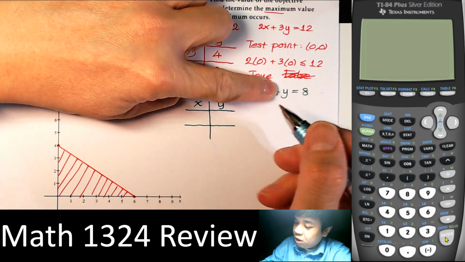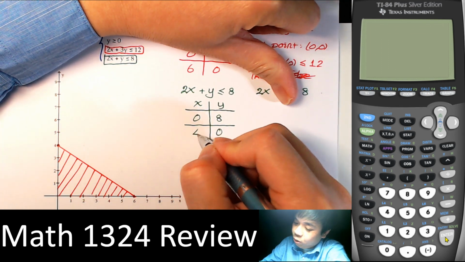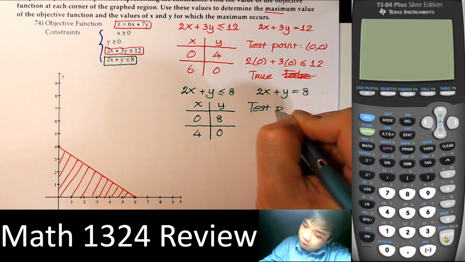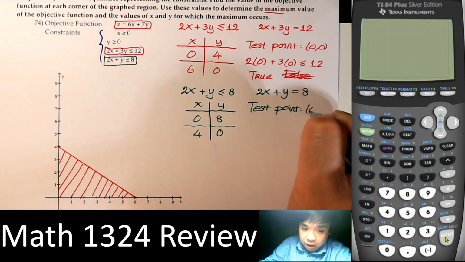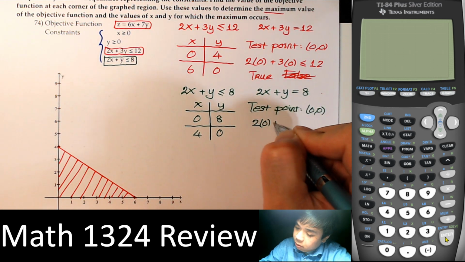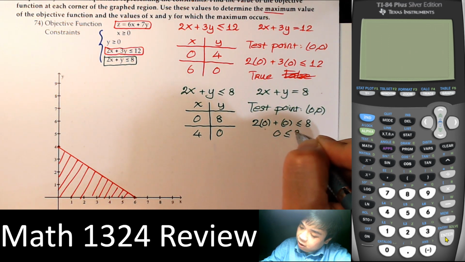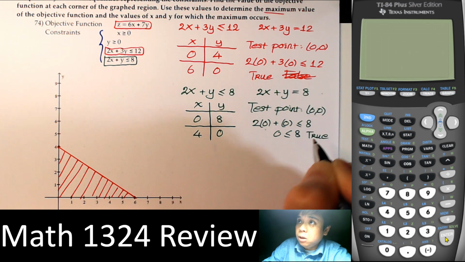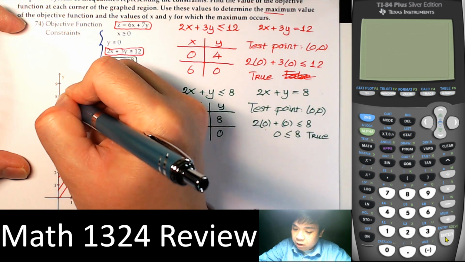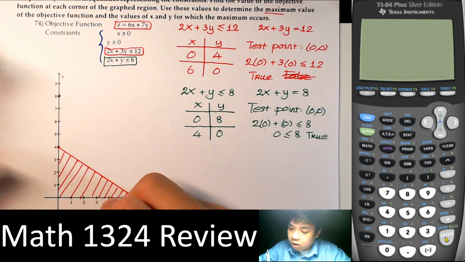Now when x equal to 0, y equal to 8, and when y equal to 0, x equal to 4. And then test point. We certainly can use 0, 0. Again, 0 less than 8. That is true. X equal to 0, y equal to 8. X equal to 4, y equal to 0.